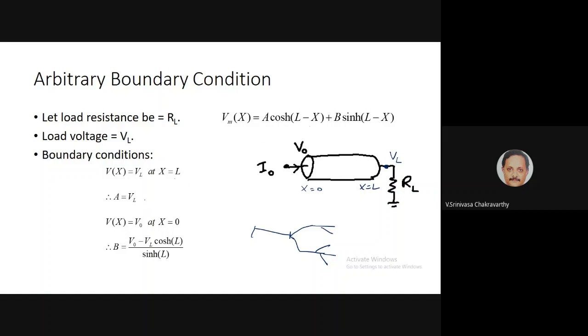One more thing that you can do here is at X equal to 0, the voltage is V0. So we have assumed some quantities, giving names to the voltage at the input point and the output point, that is X equal to 0 and X equal to L, so V0 and VL. If at X equal to 0, Vx is V0, then you have A cosh L plus B sinh L. And A is VL, so you get B equal to (V0 minus VL cosh L) by sinh L. So we have now expressed A and B in terms of VL and V0.